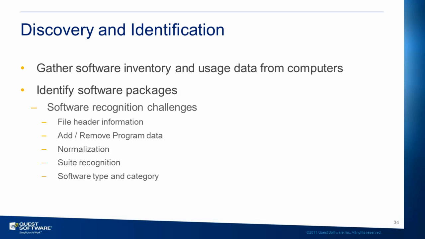And then we can get all of that inventory and usage data from all of our computers. And like I mentioned already, we're going to identify those software packages. Some of the recognition challenges that we have with other solutions or native tools is, we're looking at file header information, add remove program data. We're trying to recognize those sweeps. We're trying to figure out the type and the category of the software, and these are all things that you can do quite easily with Asset Manager.